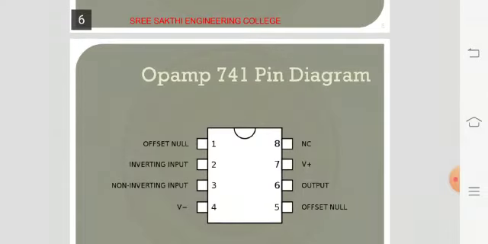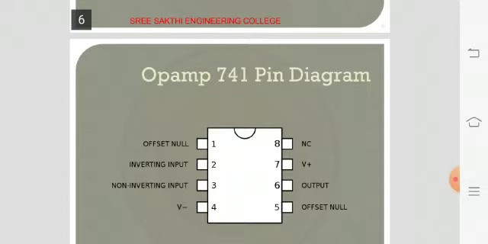Next one, op amp 741 pin diagram. So an op amp can be represented in practice as IC 741. In that IC 741 we have 8 pins. Pin number 1 is offset null, pin number 2 is inverting input, and pin number 3 is non-inverting input. Pin number 4 is V negative, pin number 5 is offset null, pin number 6 is output, 7 is V plus, and 8 is no connection.